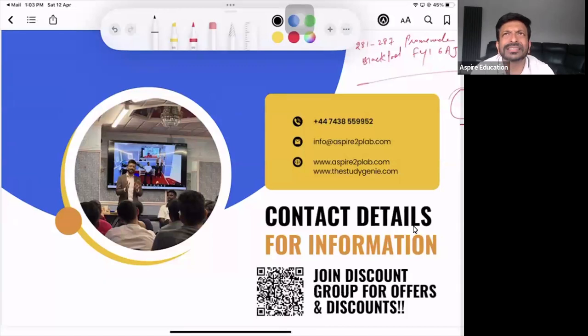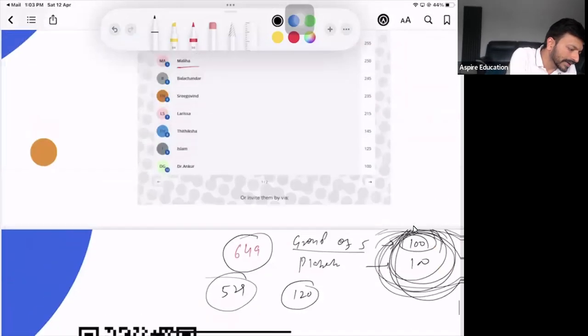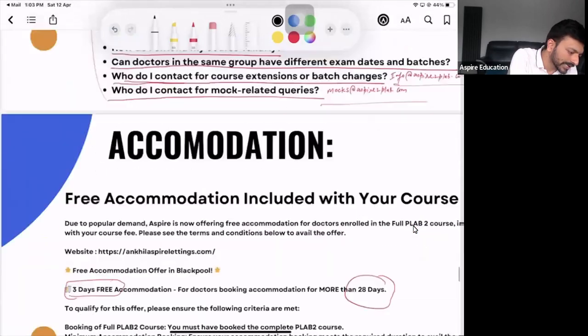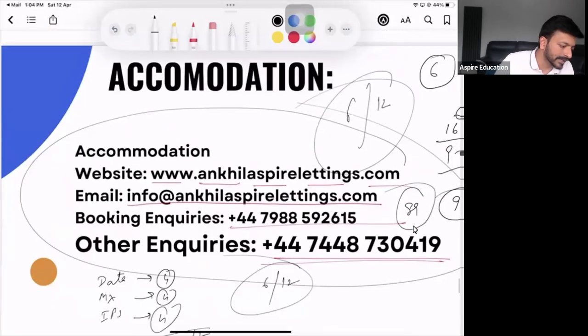Single room starts from I think 23 pounds. I'm not sure, 23 or 24 pounds per night. And also for a single room, you want a single bed or double bed, that's also a factor. We have kept, I think, a 2 pound or 1 pound gap in that as well. So roughly 24, 23, 20. If you check the website, you'll be able to check it in detail. ankleaspirelettings.com.